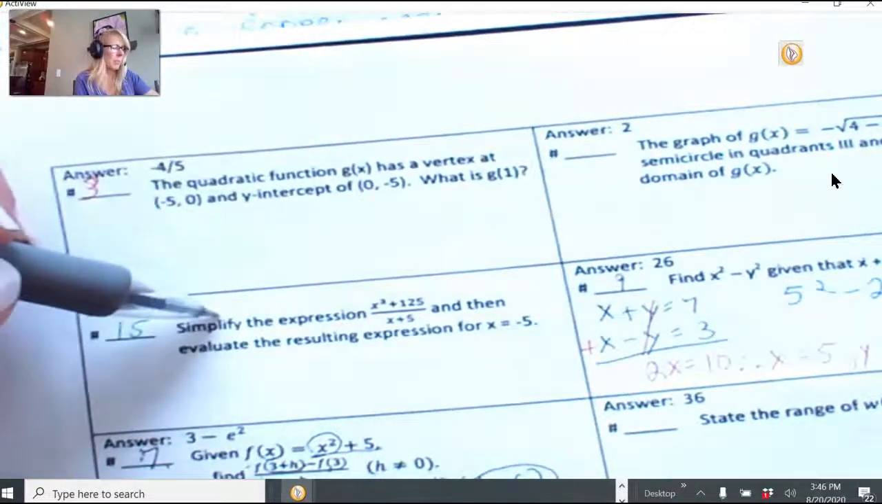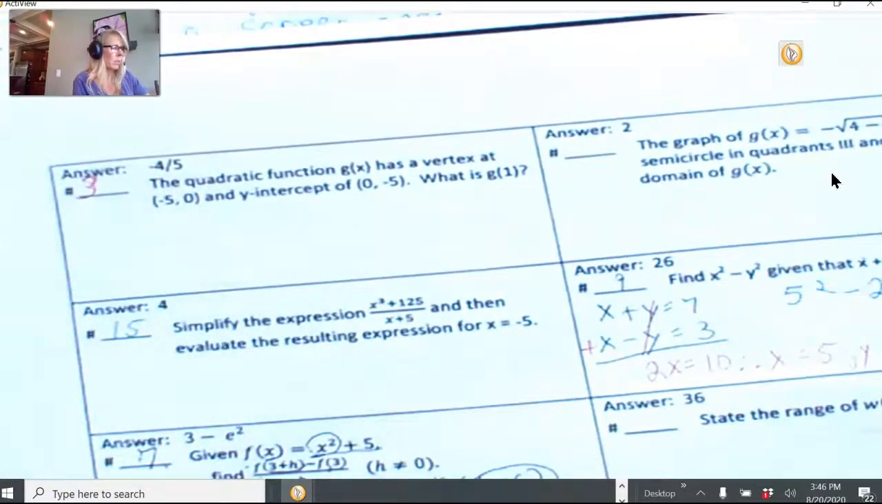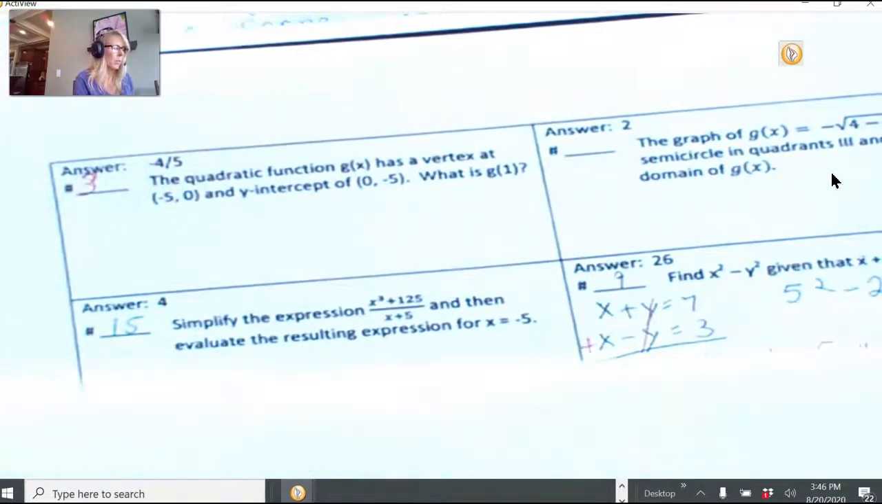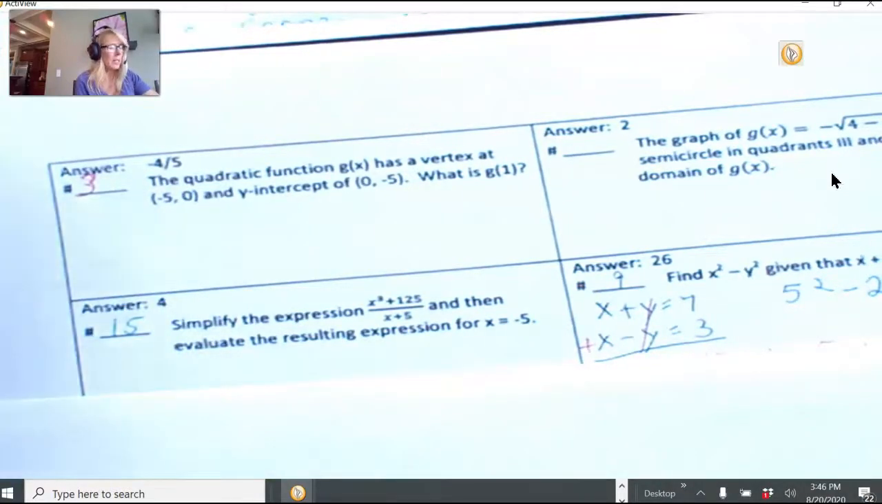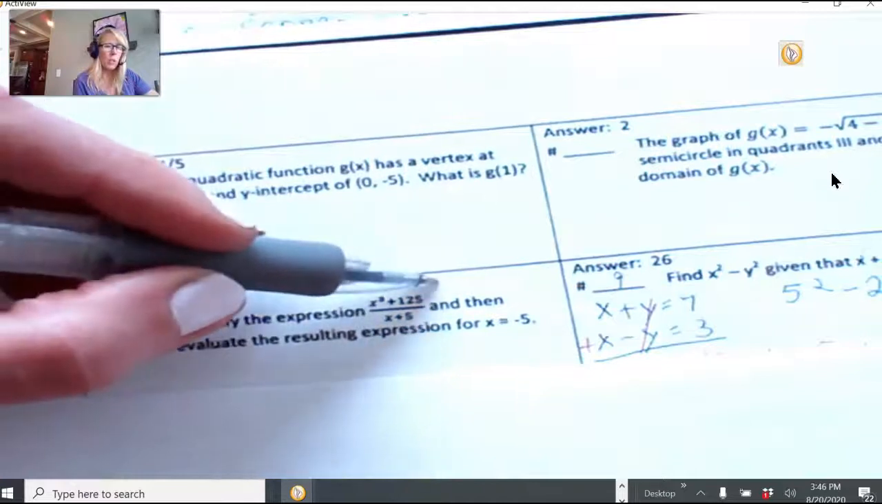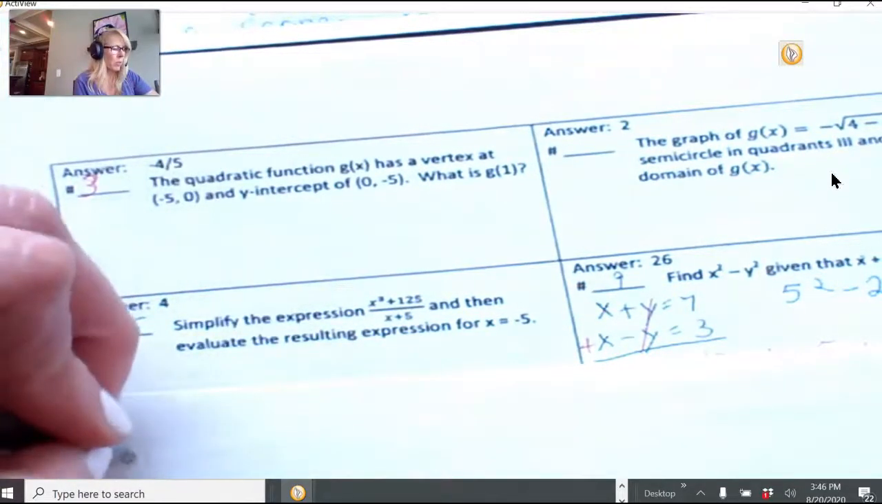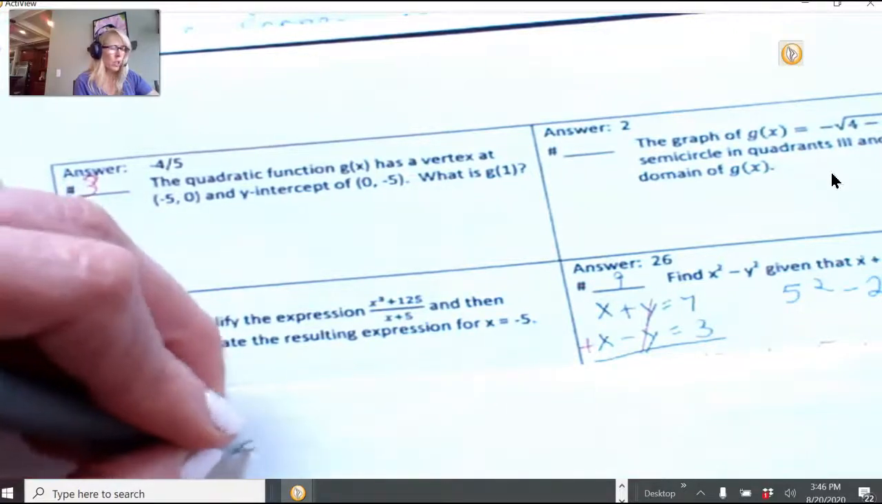This one says simplify this expression, then evaluate the results for x equal -5. Y'all, this is a tough one, but in BC Calculus, you do have to know how to factor the sum of two cubes. Let me refresh your memory on this. You may want to write this down on a formula sheet.